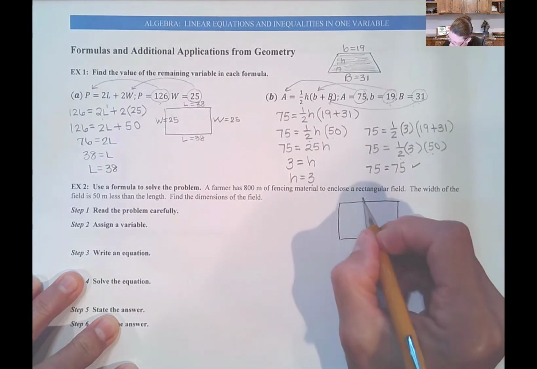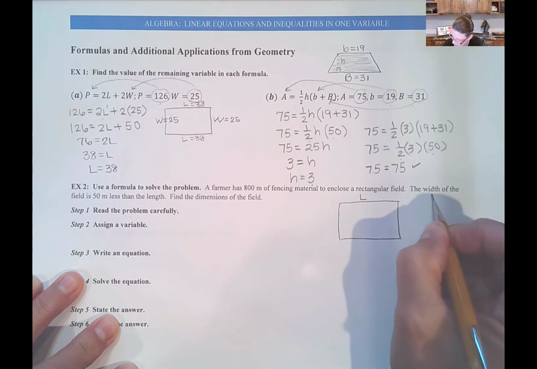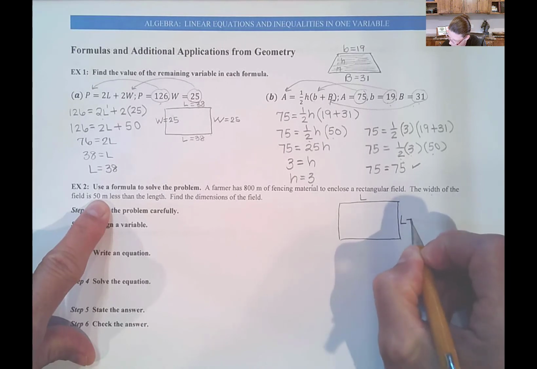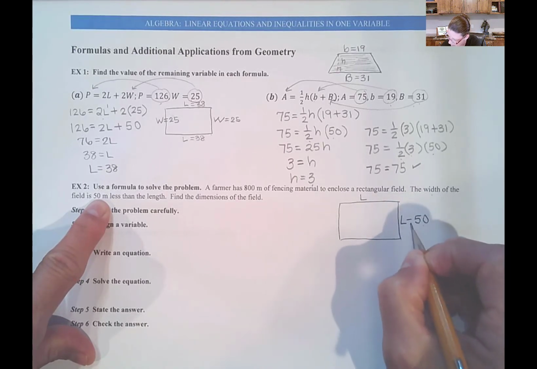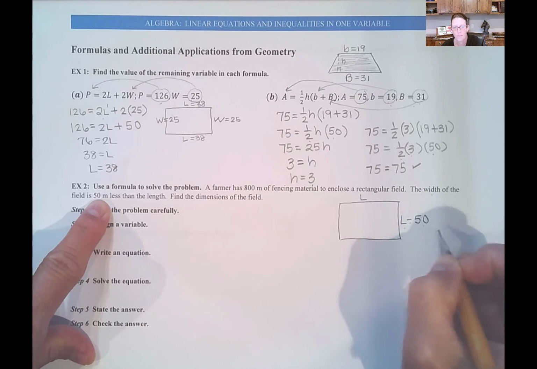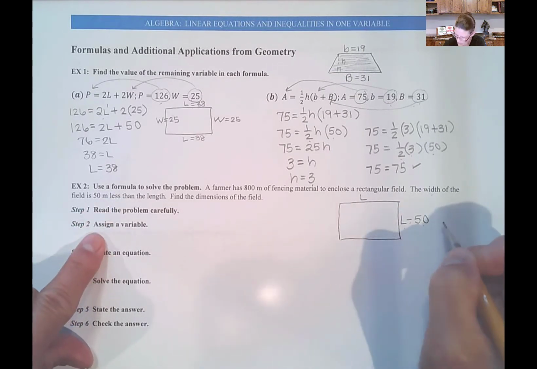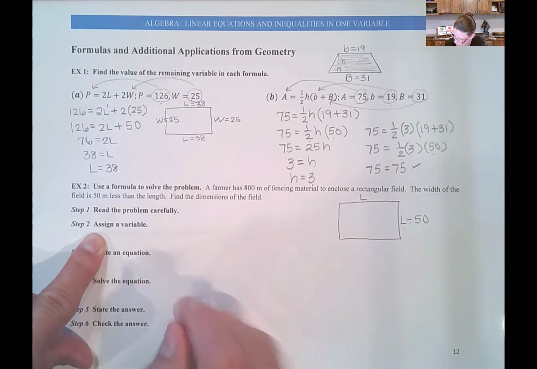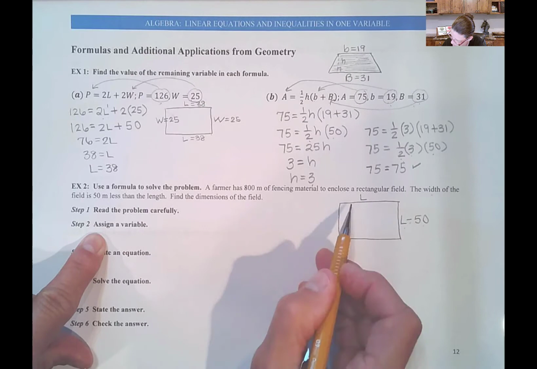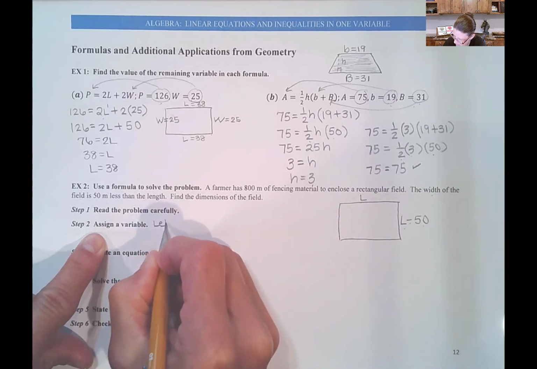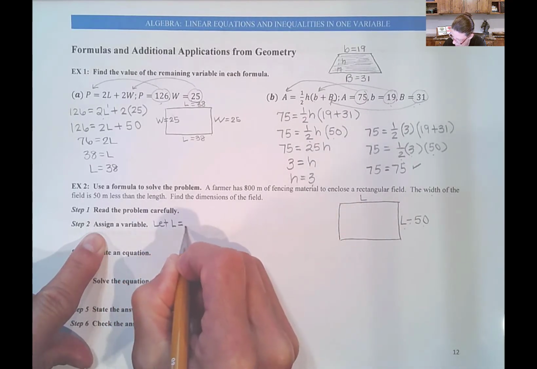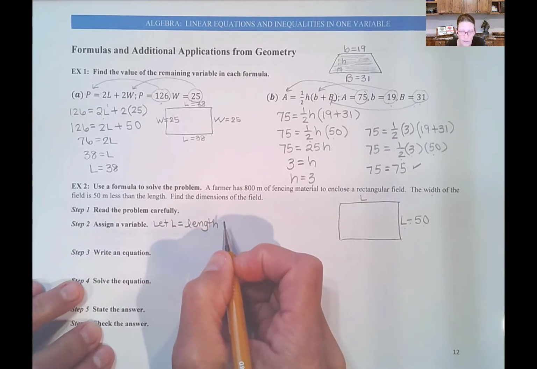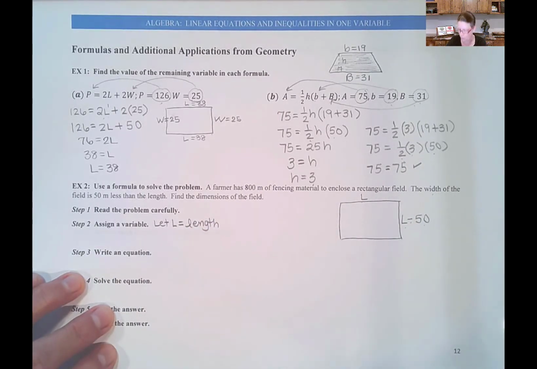Okay, so if L is the length, then the width is 50 meters less than that. So it's the length minus 50. Okay, 50 less than the length is L minus 50. Now let's go ahead and assign our variable. We've got a good picture that we can use. We want to find the dimensions. I'm going to let L equal the length of this rectangular field.